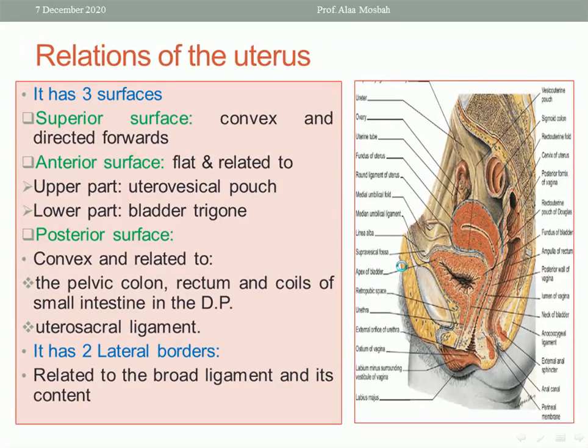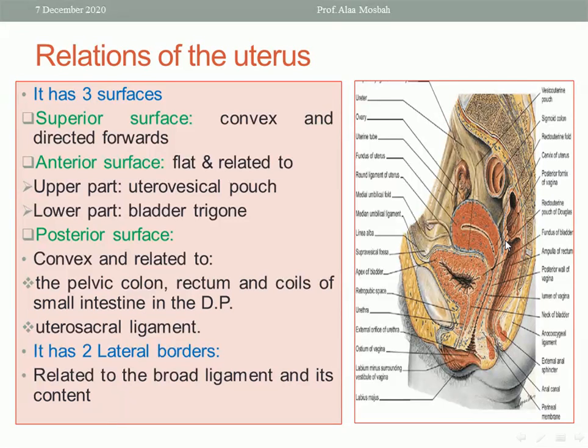Okay. Now the uterus and its relations. The uterus has a superior surface, which is convex, directed forward. The anterior surface is flat and related, in its upper part, to the uterovesical pouch, the pouch between the uterus and the bladder, and in the lower part to the bladder triangle. What about the posterior surface? As you see, it is convex and it is related to the pelvic colon, rectum, coils of small intestine, Douglas pouch, and the uterosacral ligament to the back.